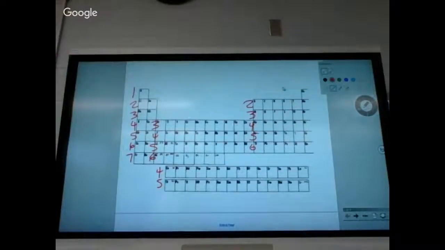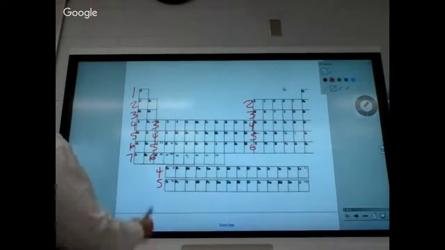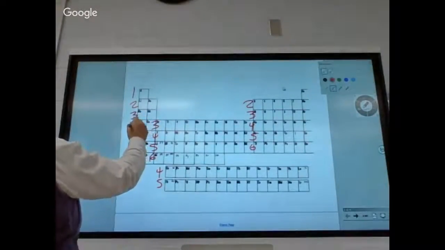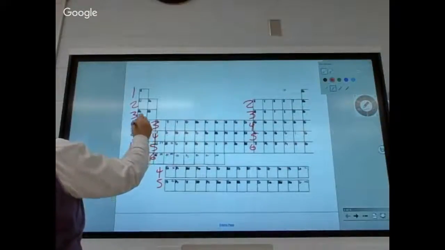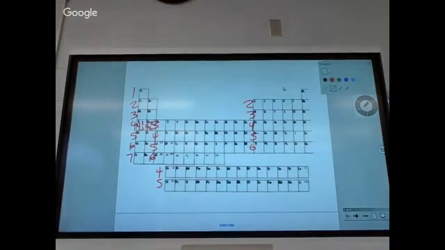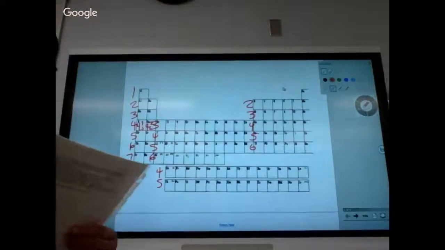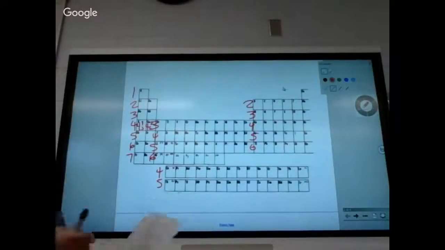All right. L, the element that contains a single 4s electron. So 4, S block is here, right? So this is 4s1. This is 4s2. So who has 4s1? Yep.